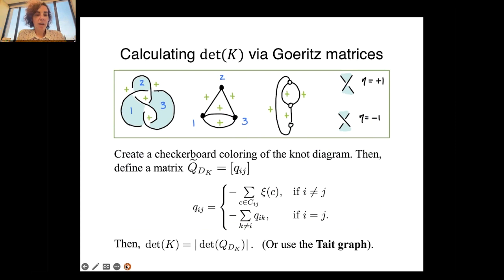I can do this with the checkerboard shading of the diagram, or alternatively, I could use the Tait graph. So corresponding to the checkerboard shading, there's a Tait graph and actually a dual Tait graph, which is what's in the center of this image. For that, each shaded region gets a vertex, and then you place an edge between two vertices whenever there's a crossing connecting those two regions. The signs of the edges are the signs of the crossings. If you use the shaded regions, you get the Tait graph. If you use the unshaded regions, you get the dual of the Tait graph. And these are planar graphs, so they have well-defined duals.